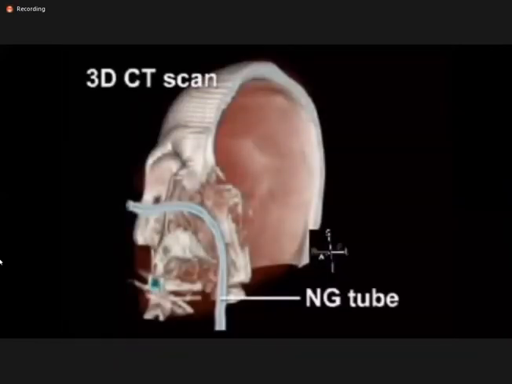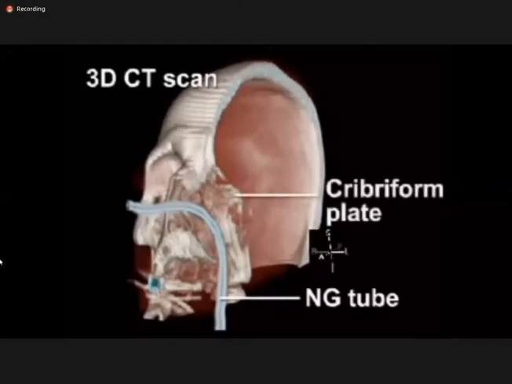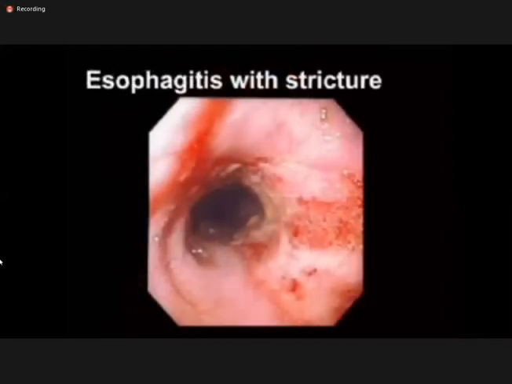Nasogastric intubation should be avoided in patients with significant maxillofacial trauma, as the tube may enter the cranial vault if the thin cribriform plate has been disrupted. The procedure should also be avoided.